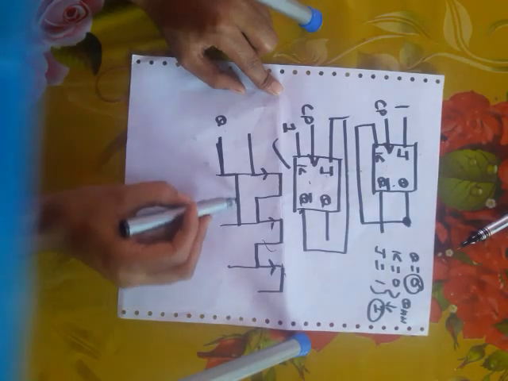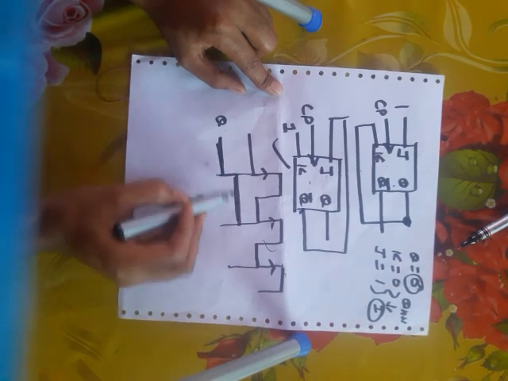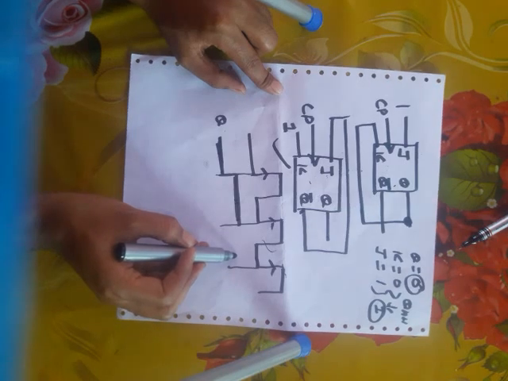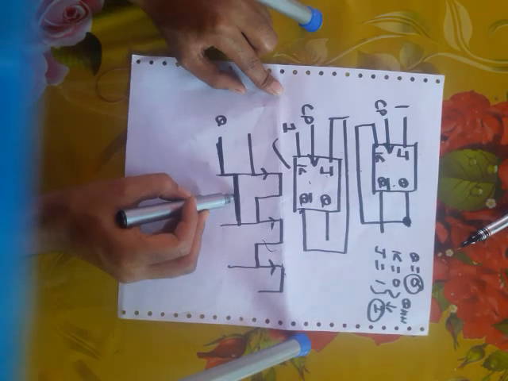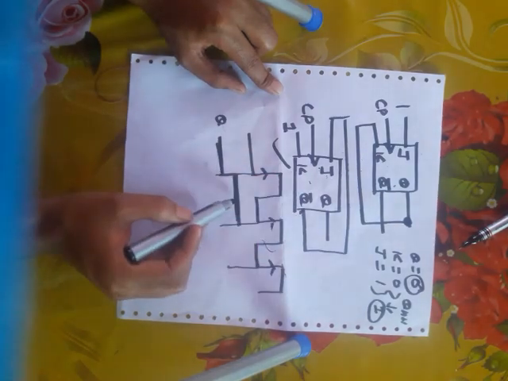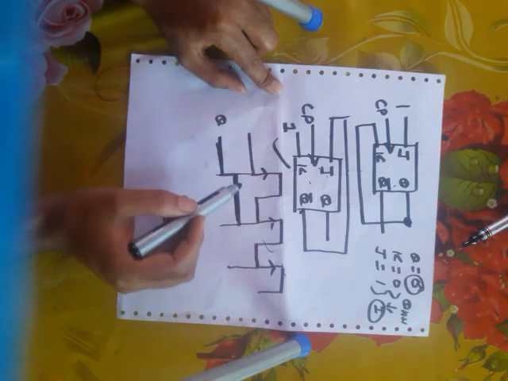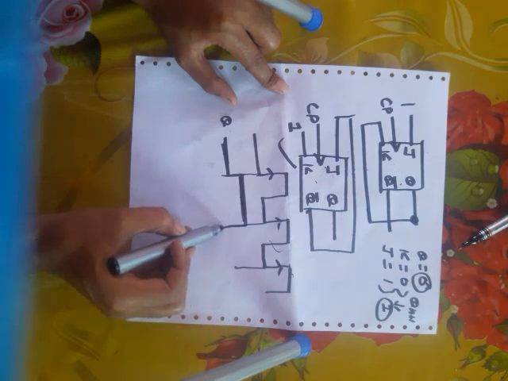Again, now what is the value of this Q? Now this is next value, this is past value. Now Q equal to 1. What will be J? J equal to Q bar, so this will be 0. So J will be 0 and K equal to 1, there is reset condition. So you will get 0.